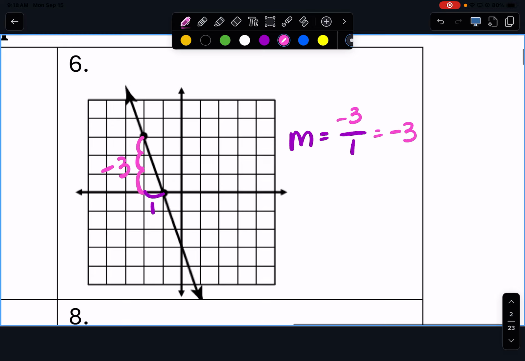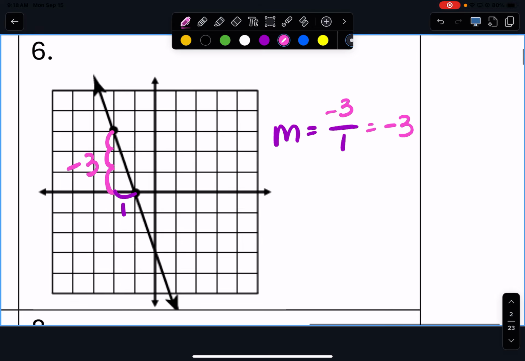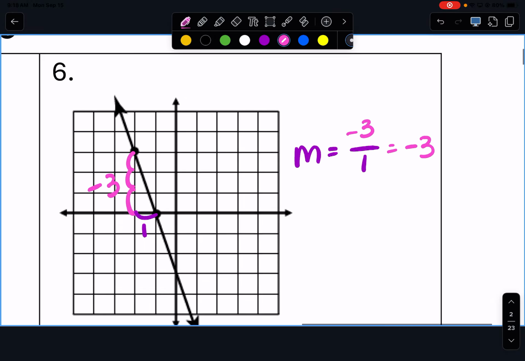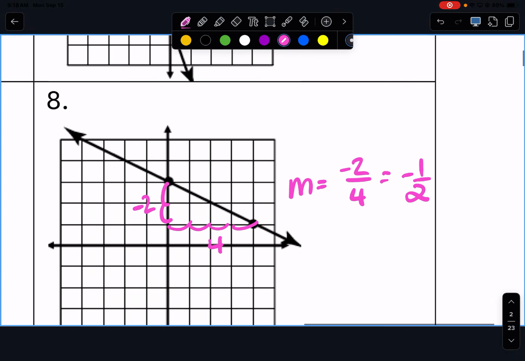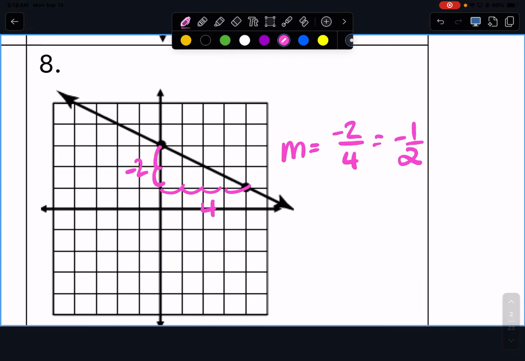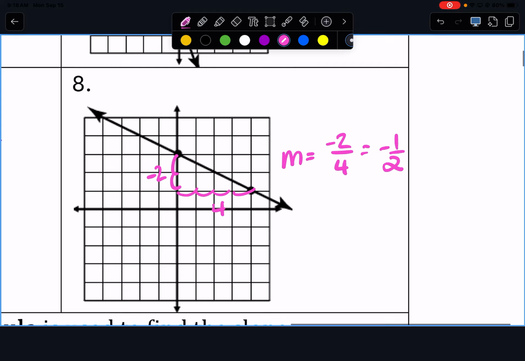What did y'all get for the slope of 6? -3 over 1, which I can also write as? Yep. Because it goes down 3, right 1. Now, for number 8, what did y'all get for the answer? -1/2. Okay? Because it goes down 2 over 4. So we can simplify -2/4 to -1/2. And if we were to check that and go down 1 over 1, 2, down 1 over 1, 2, we would keep having points on our graph.